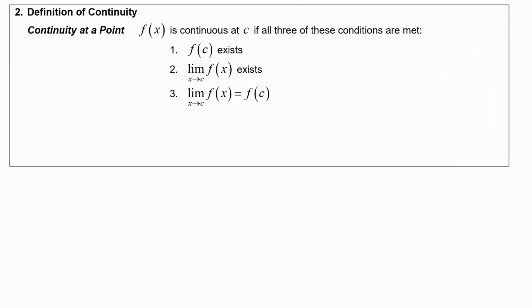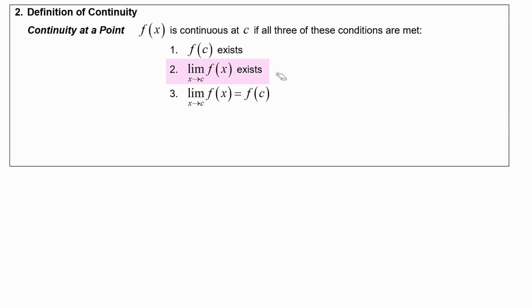Part 2 is definition of continuity. First, let's learn about continuity at a point. So that means we're talking about a function being continuous at one specific point on the graph. f of x is continuous at c if all three of these conditions are met. First, f of c exists, and that means if you plug in x equals c, it puts out a y value. It's not a DNE at that point.